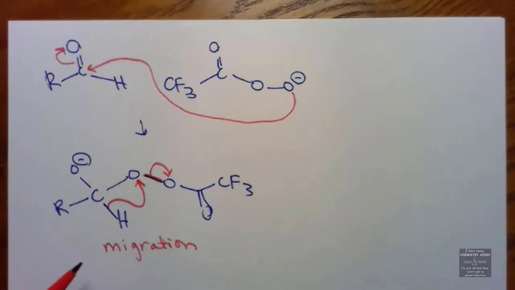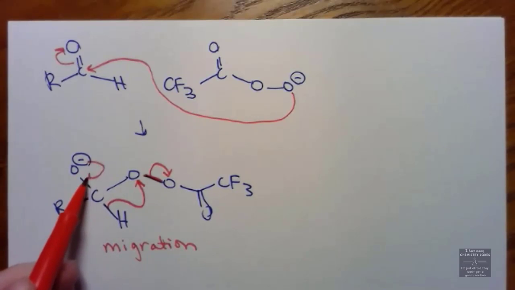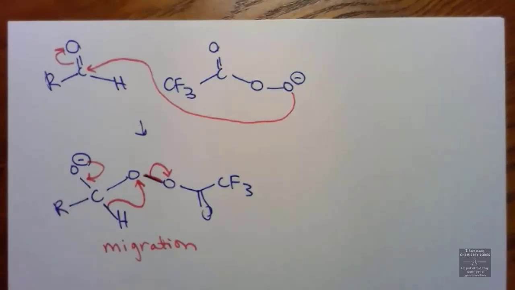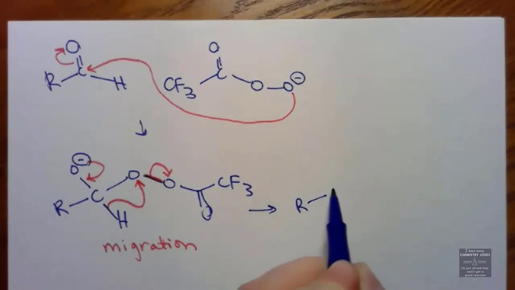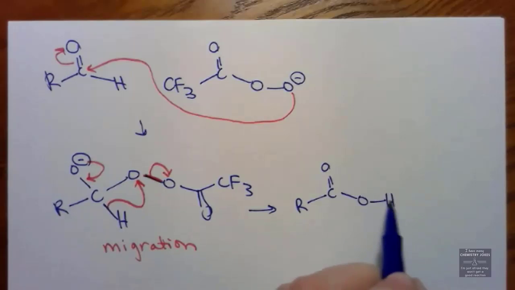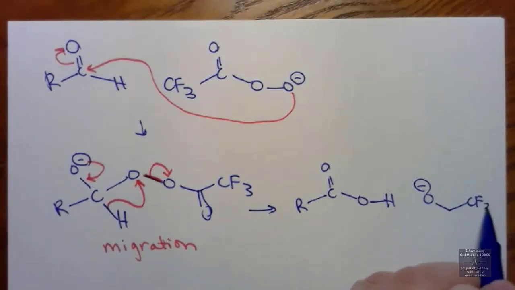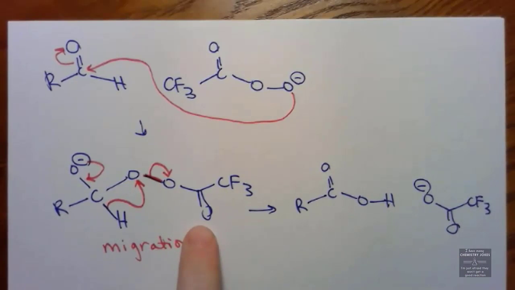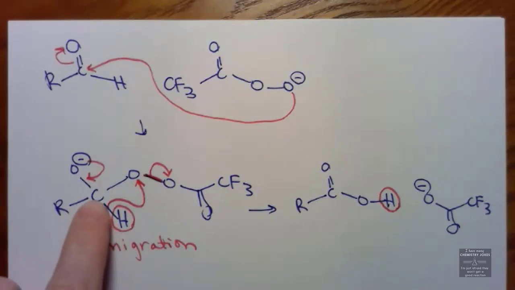That would leave the carbon without enough electrons, so the oxygen can fold back down to reform a double bond between the carbon and the oxygen, making us this product. So this carboxylate came from what was my peroxy acid. This hydrogen, we'll circle him in red. This hydrogen is this hydrogen. This hydrogen migrated and is no longer connected to the carbon. He is now connected to the oxygen.